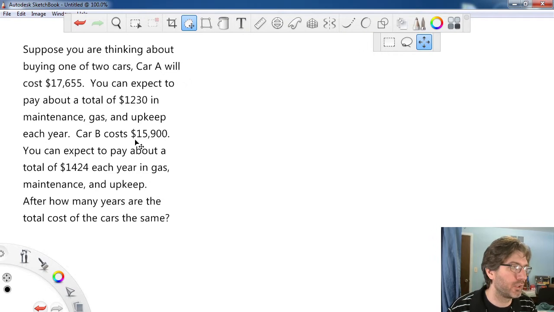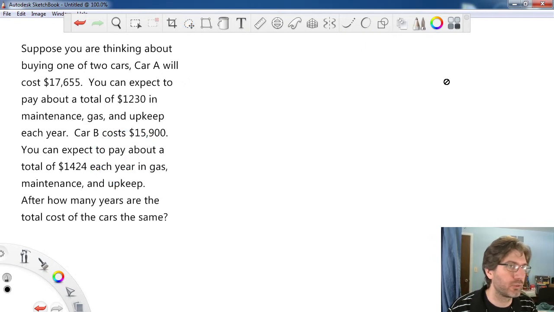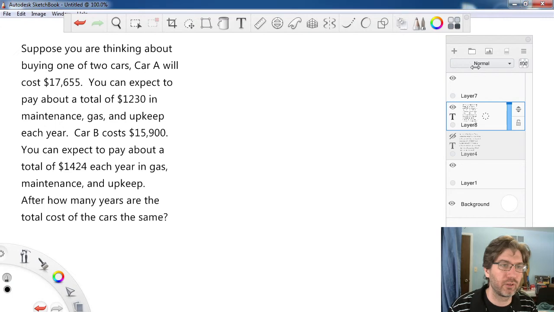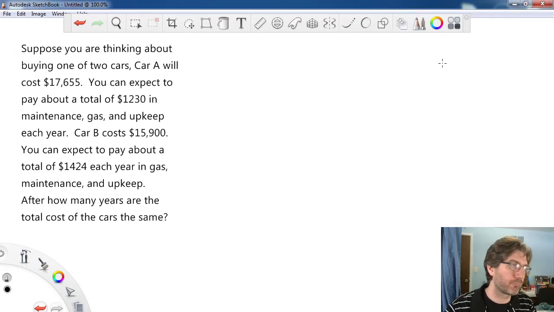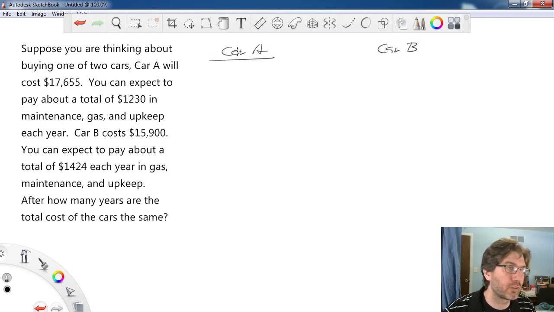Alright, this one's a little tricky. I'm just trying to figure out what it's asking. Once you figure out what it's asking, it goes pretty easy though. So we're looking at, suppose you're thinking about buying one of two cars. You have car A and you have car B. I'm just going to pull out information. That's A. Car A and car B.